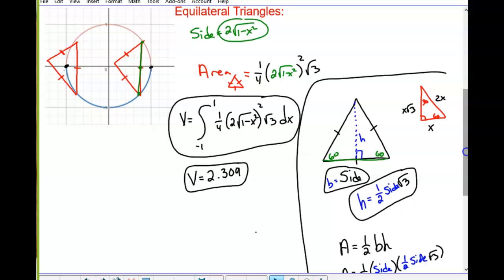If you didn't get that, here's usually the spot that kids make a mistake on. It's this parenthesis and then that square. You have to group the 2 with the square root. So be really careful on that. Grouping symbols are super important.